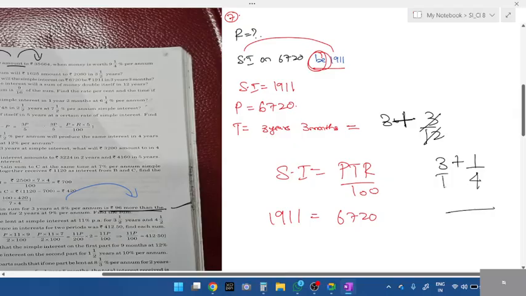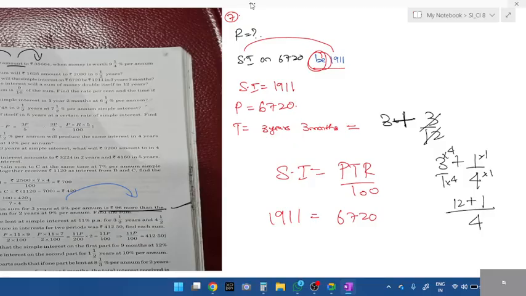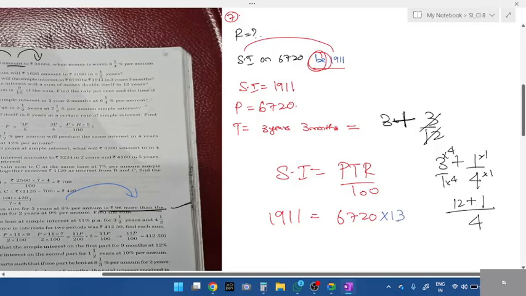How do you take the LCM? 4 is the LCM. You have to multiply into 4. 3 fours are 12. 12 plus 1. How much is 12 plus 1? 13 by 4. That is the time period. 13 by 4 into R.